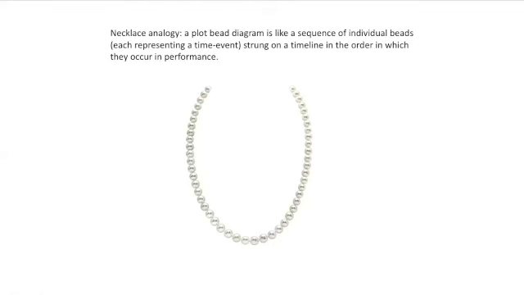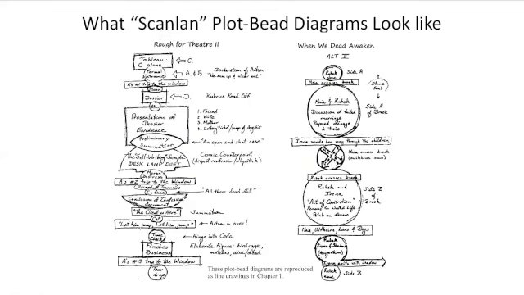Here are some examples of what they look like. As you can see, the aim is to get the entirety of the play onto one sheet of paper. The plot bead diagram consists of a series of simple shapes arranged vertically, each shape representing a time unit or time event of the play. Size is used to represent either duration of time, so larger shapes for longer scenes, or to represent emotional weight, that is, key moments also take up more space.